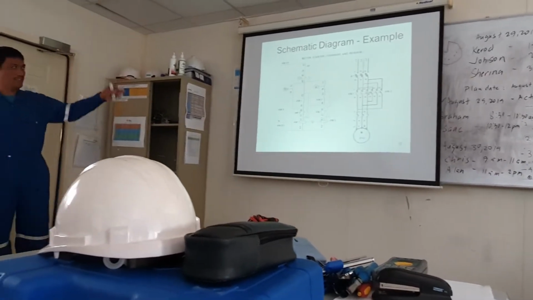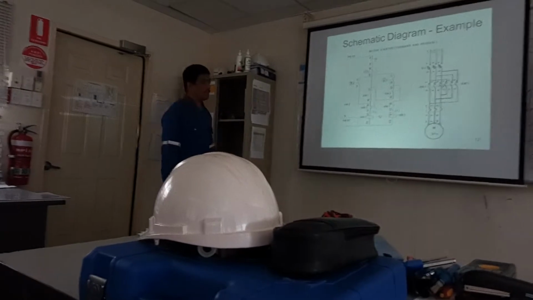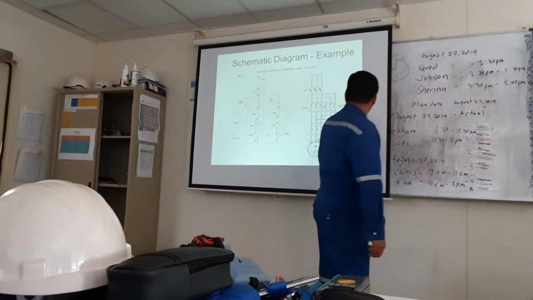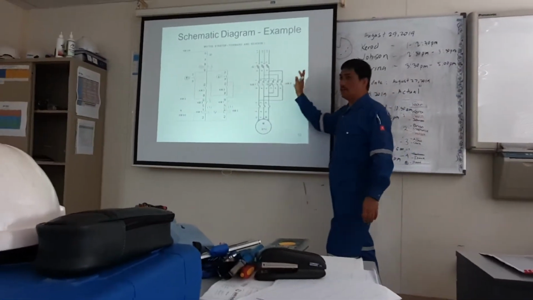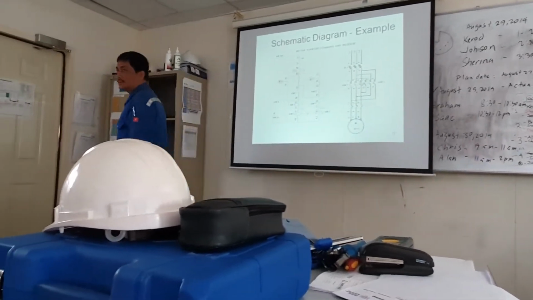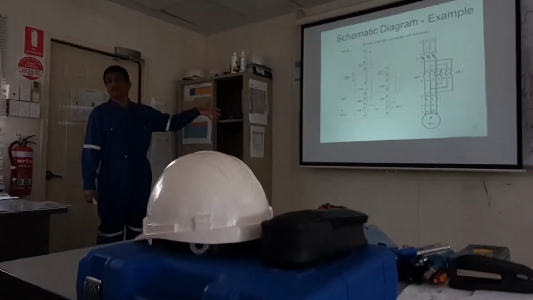Yes, it's already there. Motor starter for forward and reverse. That's why you have KM1 and KM2. So you energize KM1, that's forward. You energize KM2, that is reverse. Good? Can I go to the next slide? Is it okay now?